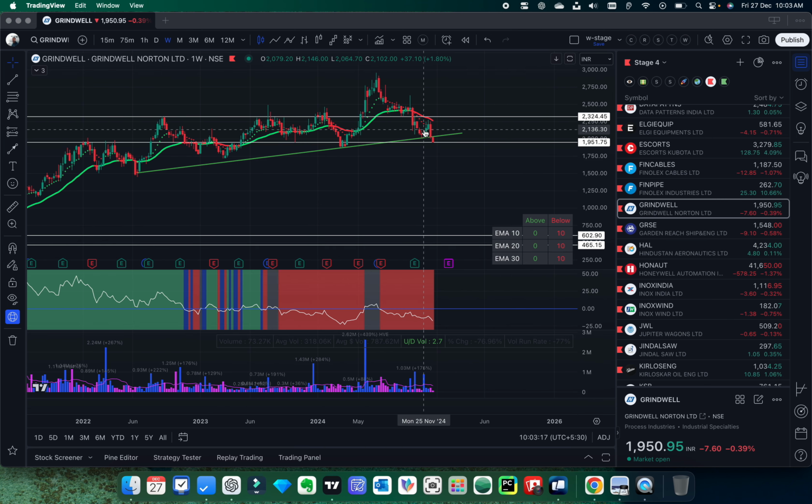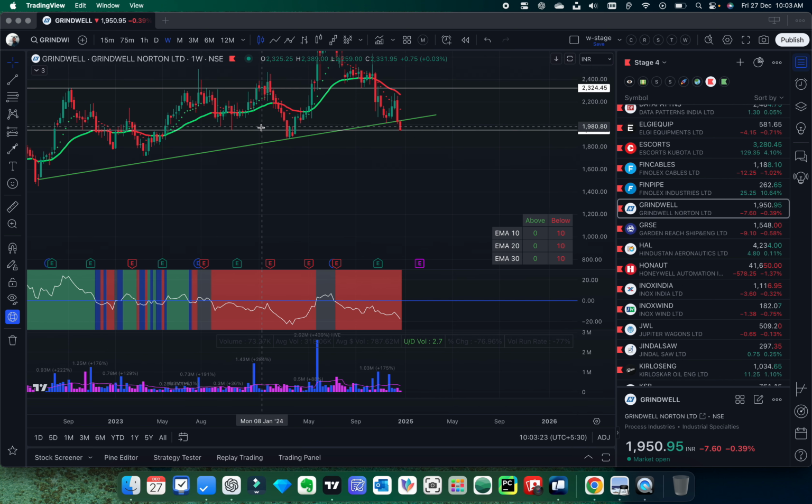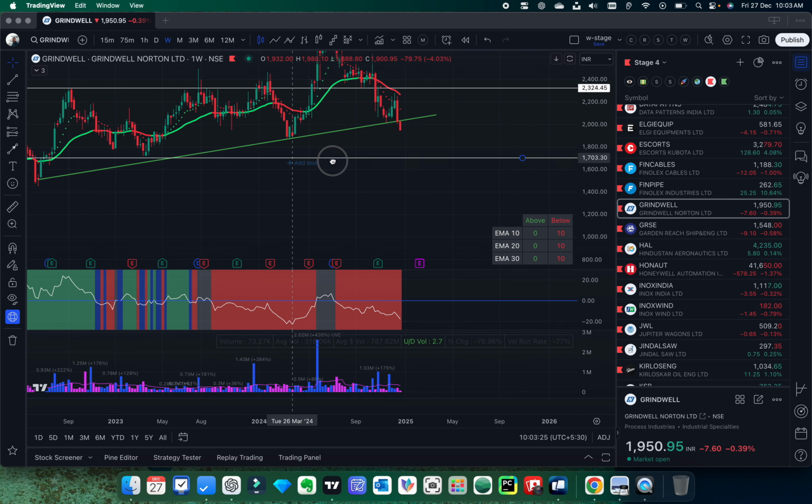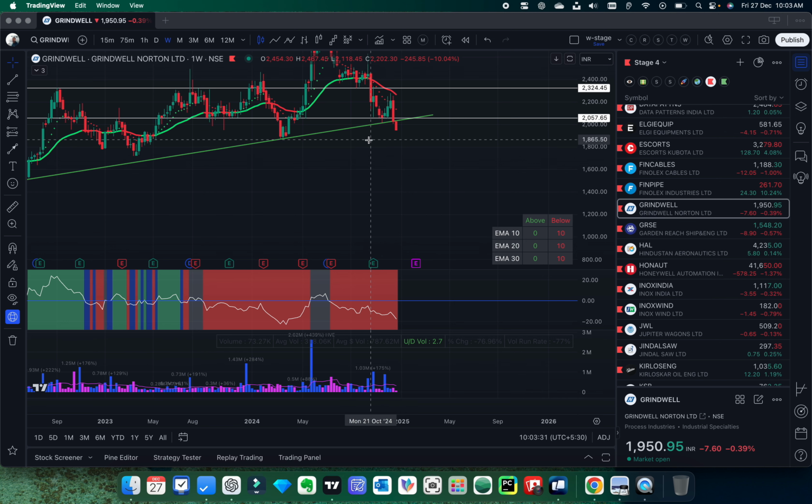Again in a stage 4 and on a well defined support, but on this particular line. So there was a support here and it has broken down.